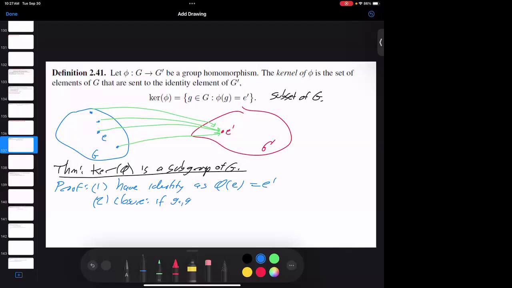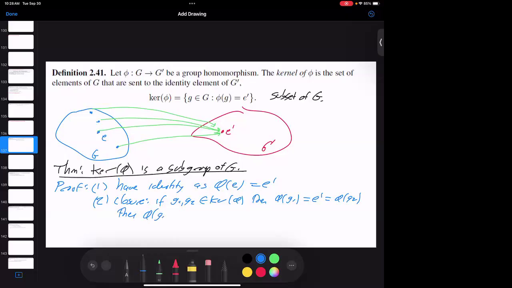If G1 and G2 are in the kernel of phi, then phi of G1 equals E prime equals phi of G2. That's what it means to have two elements that are in the kernel. Each one is sent to the identity. Now we have to check and see what happens to their product.